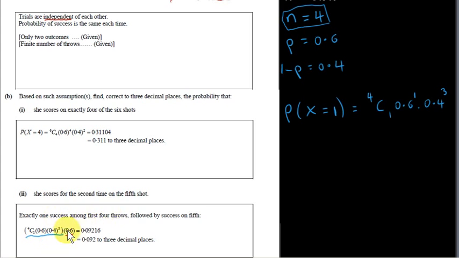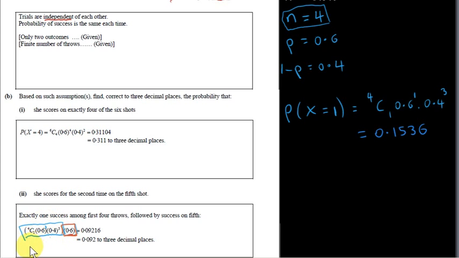So we can think of this question as defining 2 events: getting a score of 1 among the first 4 throws, just scoring once, and scoring on the 5th throw. So this is just 1 throw. So the probability of scoring on 1 throw is 0.6. These two are independent events. So what happens here does not affect the probability of her scoring on the 5th throw. So when we have independent events, we multiply the probabilities together.